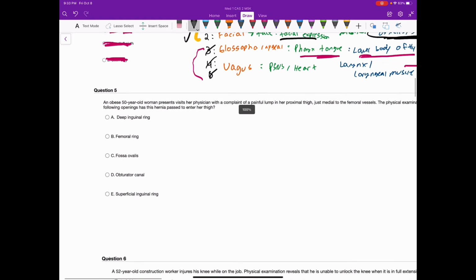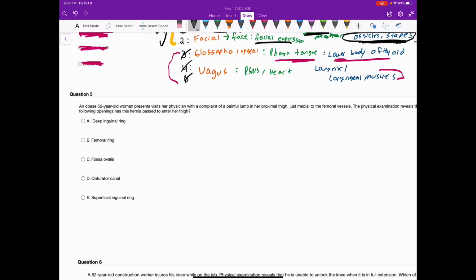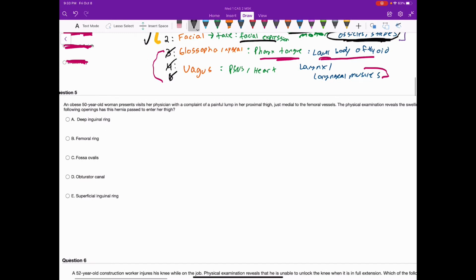Number 5. An obese 50-year-old woman visits her physician with a complaint of a painful lump in her proximal thigh. Okay, so we know there's a bump in her proximal thigh. So where's that going to be?